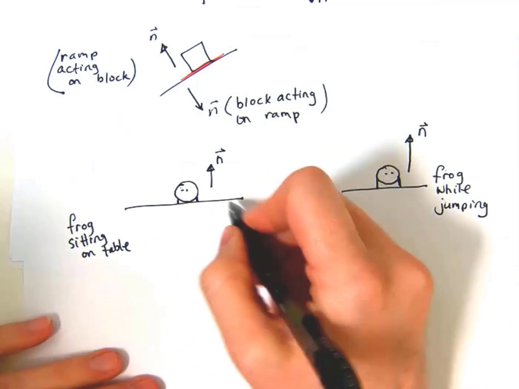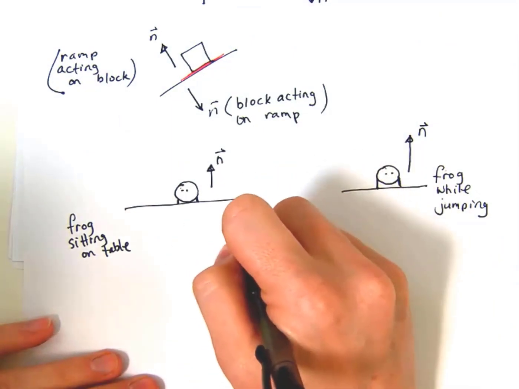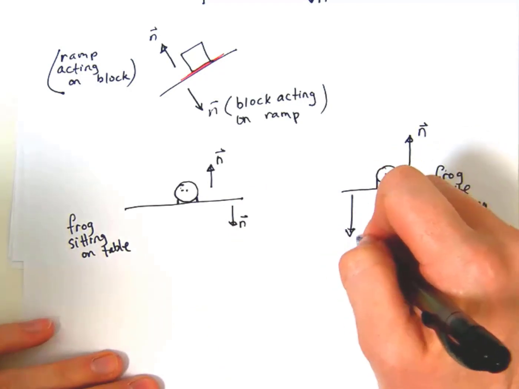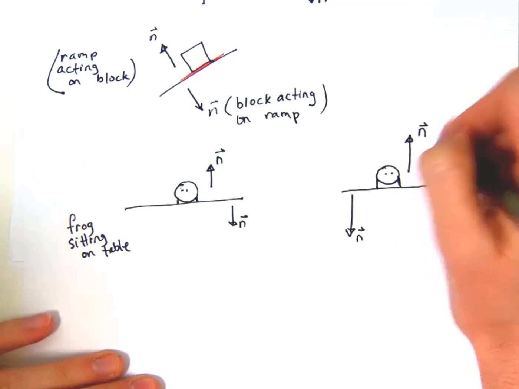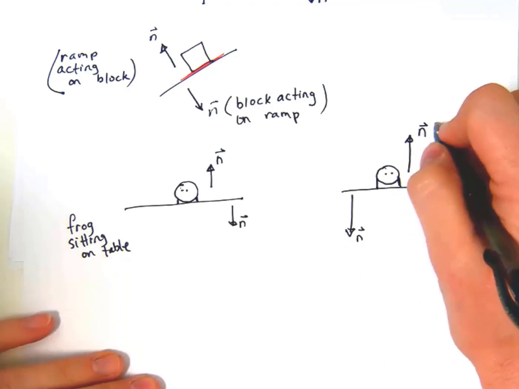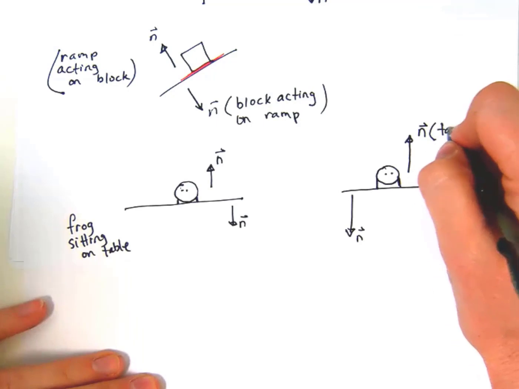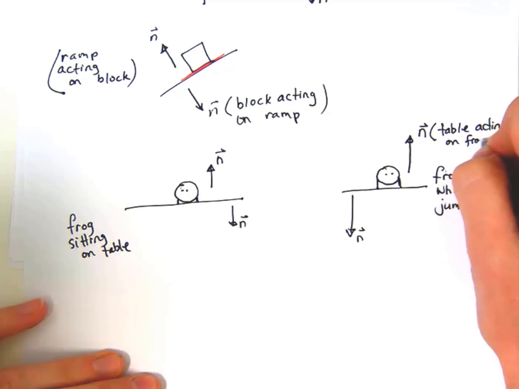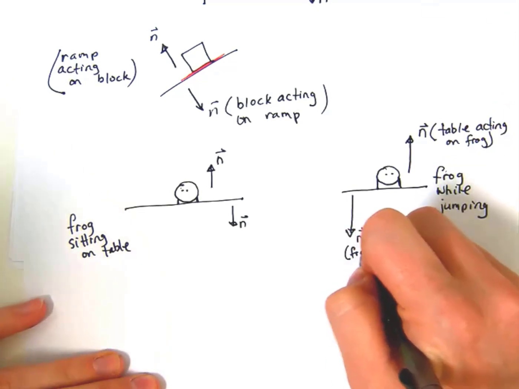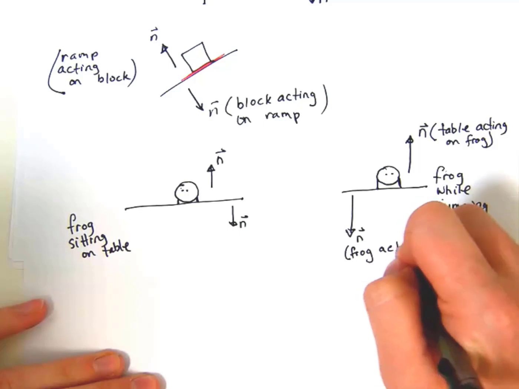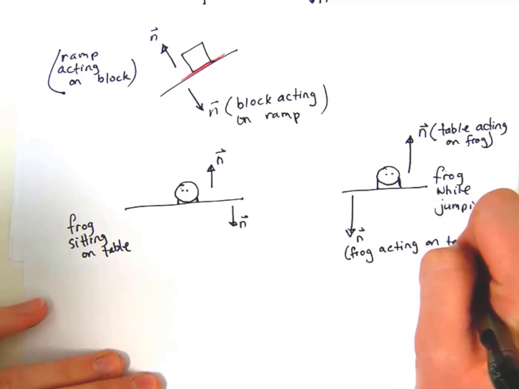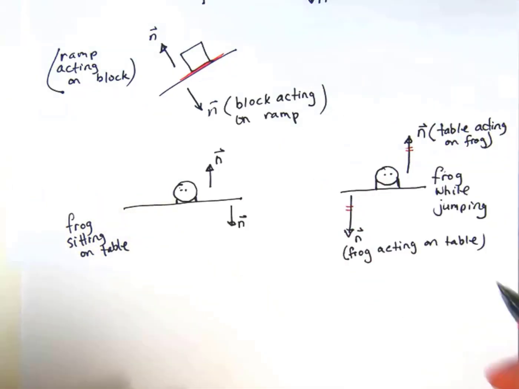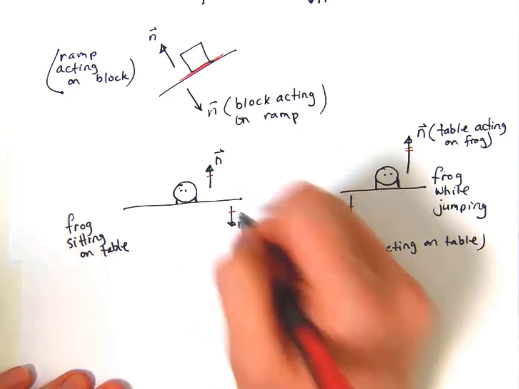And if we wanted to be thorough, we could also say that the table would feel an equal and opposite force as well. So this could be the normal force of table acting on frog, frog acting on table. These would have to be equal and opposite due to Newton's third law, and same with those.